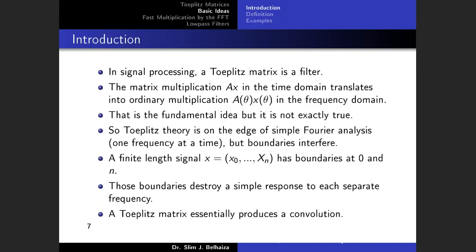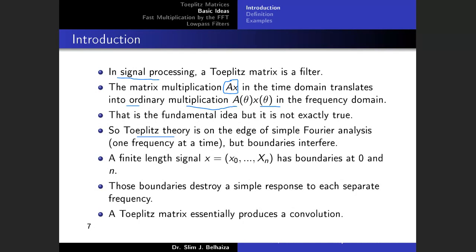Okay? So as an introduction now to the basic ideas we're going to use for the filters. In signal processing, in fact, these kinds of Toeplitz matrices do provide what we call a filter. And the matrix multiplication AX in the time domain, in fact, translates into ordinary multiplication in the frequency domain. Okay, so we have A(theta) X(theta) in the frequency domain. That is the fundamental idea, but it's not, in fact, exactly true.